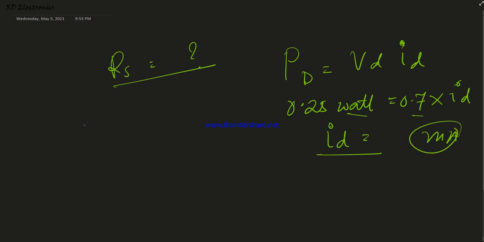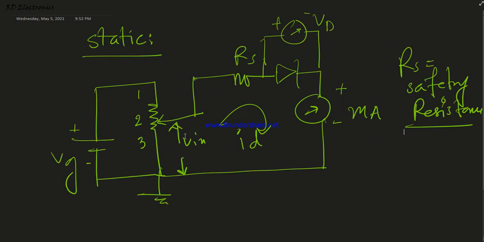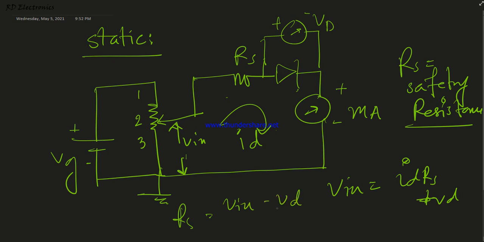So now what is the formula for the value of RS? Because from this circuit, if we apply KVL, then the formula is V input equals ID into RS plus VD, because according to KVL this voltage drop equals this plus this. So RS is basically nothing but V input minus VD divided by ID.